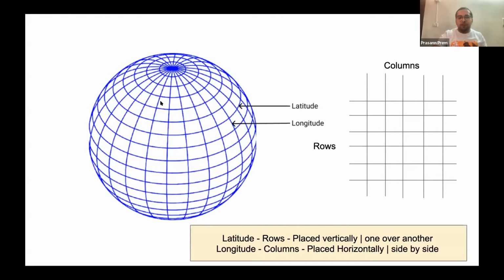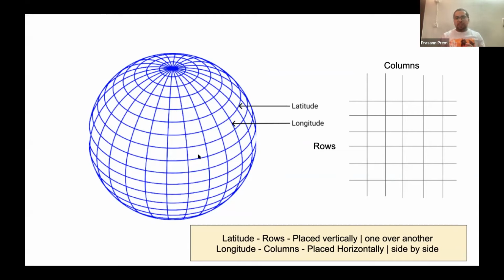Because if you look at these latitudes or even the rows, how are they placed? Every element is placed one over another. Every row is placed on top of each other. That's how the rows are being placed. And if we talk about longitude, these are placed horizontally, and every column, or even if we talk about our globe, the longitude or the columns are placed horizontally and they are side by side to each other.